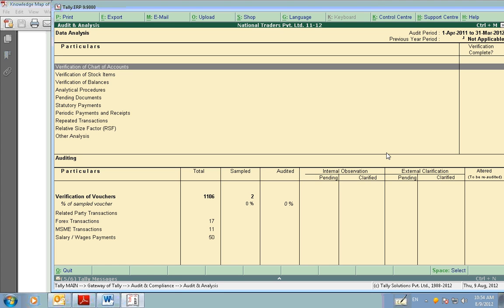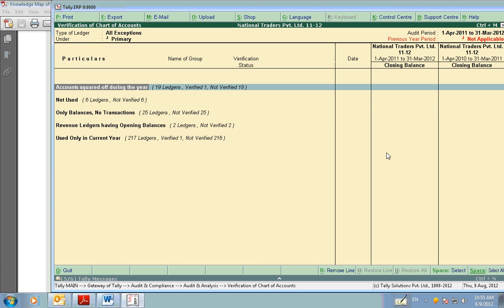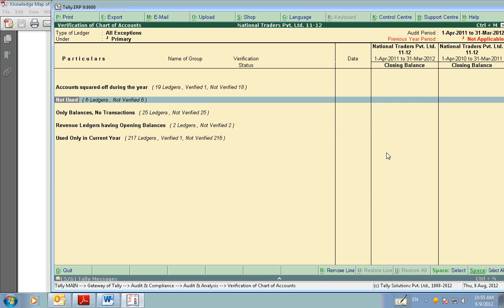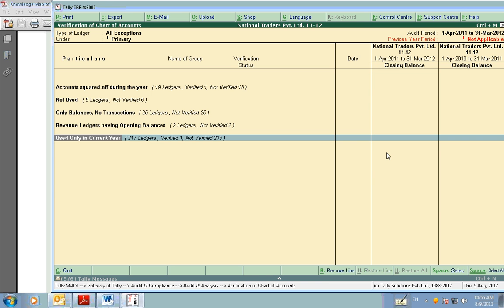As we were saying, these are the key areas where we need to check, and Tally helps us to check on various areas. It highlights through an exception. So we were talking about verification of chart of accounts. Under that we have these three areas wherein you have to focus and check what exactly these are.